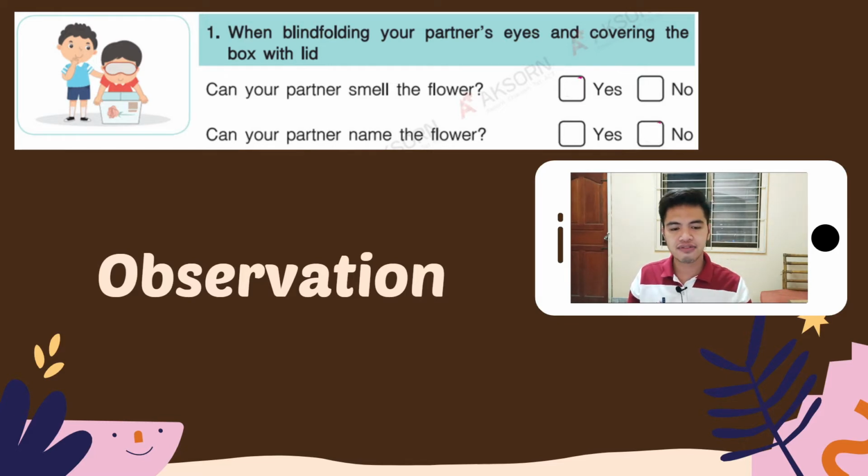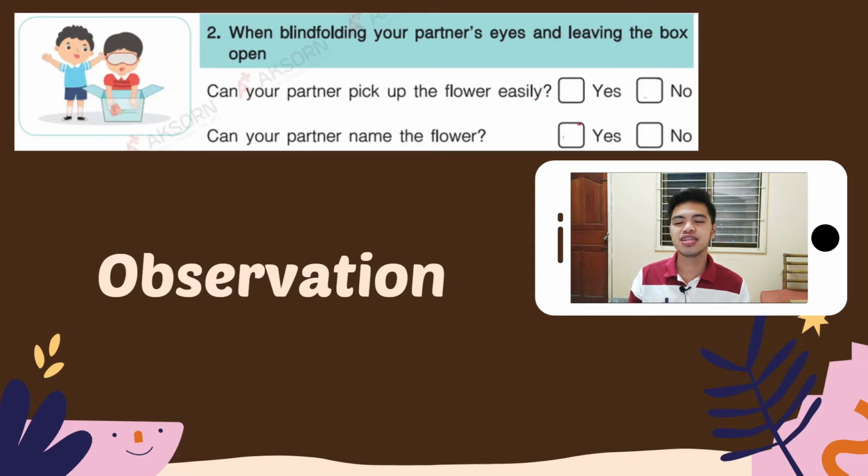So here we have yes. So probably your friend can smell the flower. Okay, so we can check the yes. And then, can your partner name the flower? We can say no because he cannot see the flower. Okay?